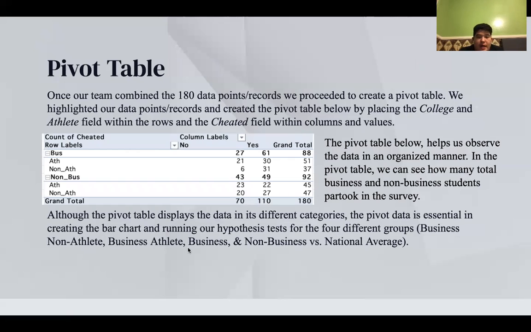Once we had our 180 data points combined, we highlighted them and created the pivot table. In order to create the pivot table, we placed the college and athlete fields within rows, and we placed the cheated field within columns and values. The pivot table is a representation of the 180 records in a more organized manner. It also allows us to locate specific areas of interest, such as how many business and non-business students participated in the survey. From there, we can also see business athlete students and business non-athlete students, and we're able to see how many of them cheated and how many of them didn't.